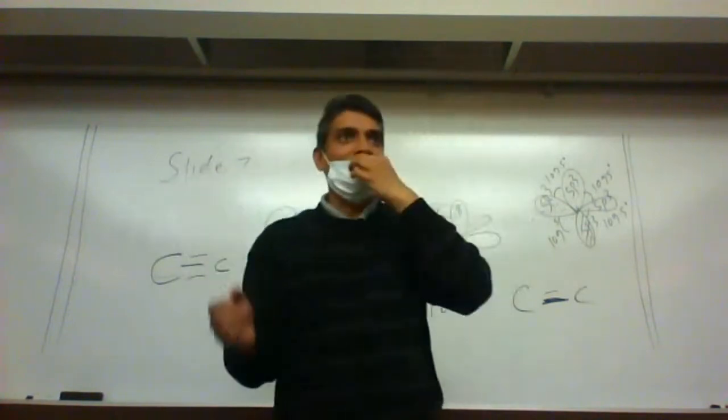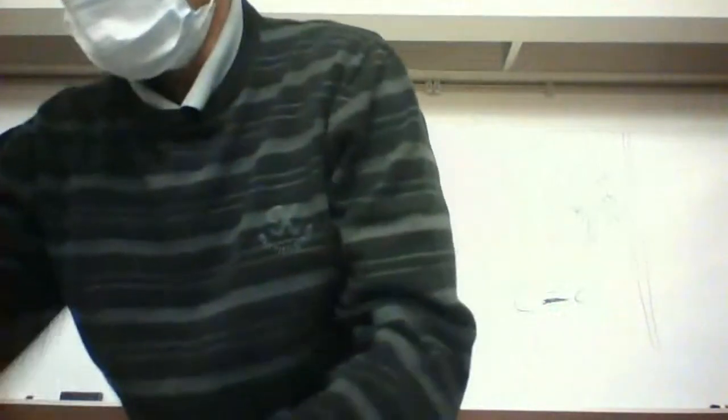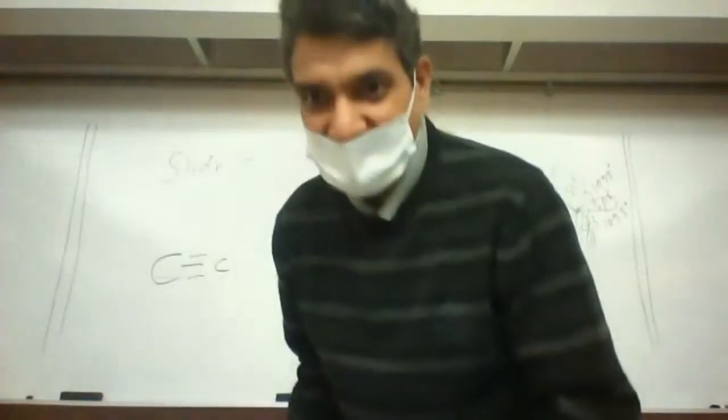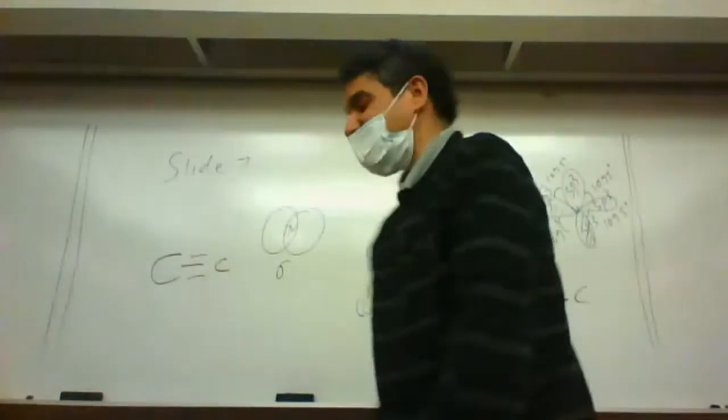So a pi bond can be two kinds. A pi bond either comes from the py to py overlap or the pz to pz overlap. Let's talk more here. So that's a double bond and triple bond. We just finished this one. So in slide number 9, I'm writing exactly the same thing.